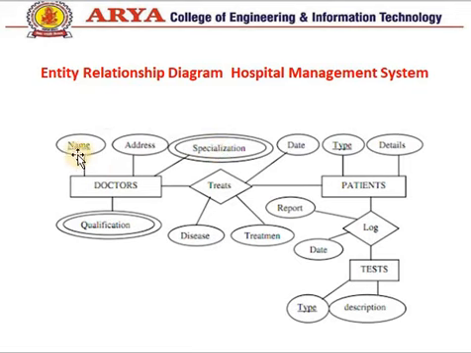When we use a primary key, we mark it with an underline. Types, underlined. These are the attributes of a relationship. Test is again an entity, and the attributes of test are type and description. This whole represents the entity relationship diagram of the hospital management system.